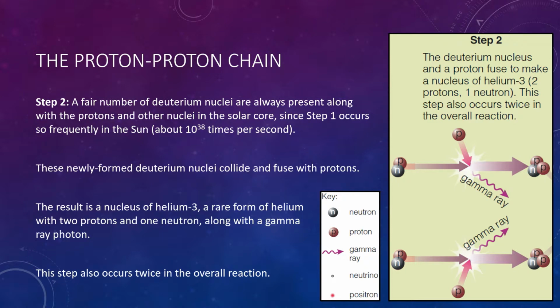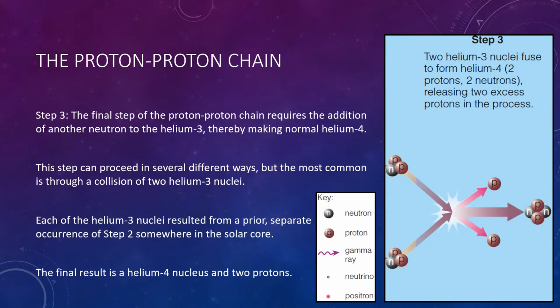Step 2 occurs when one of these deuterium nuclei collides to fuse with a proton. So here is our deuterium that we made in the last step. Well, now it's going to collide with one of those free protons. The result is a nucleus of helium-3, a rare form of helium with 2 protons and 1 neutron, along with a gamma-ray photon. This step also occurs twice in the reaction. So, in the first step, we make deuterium, then that deuterium collides with another proton to give us helium-3.